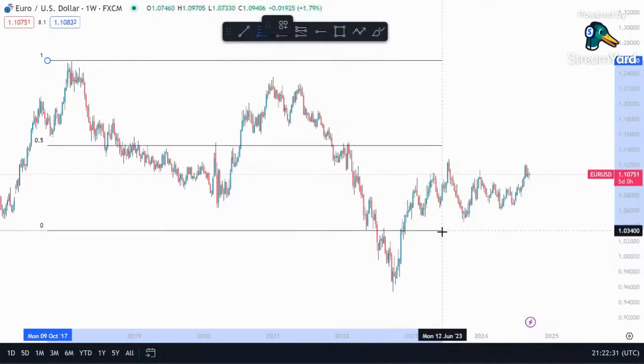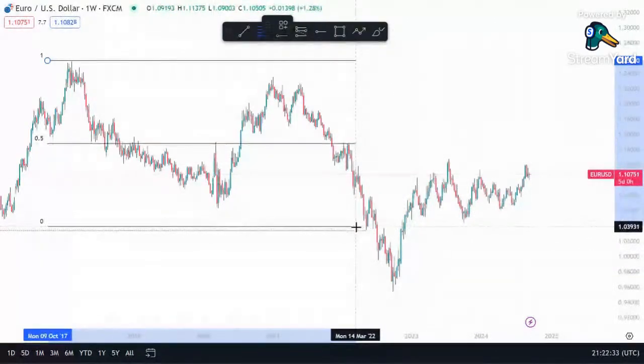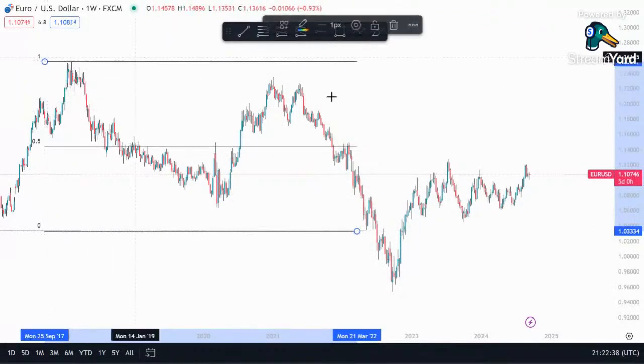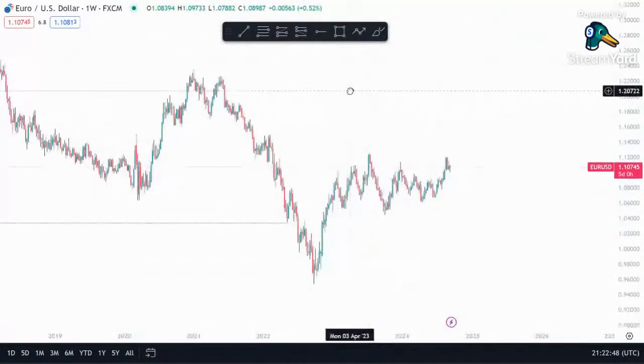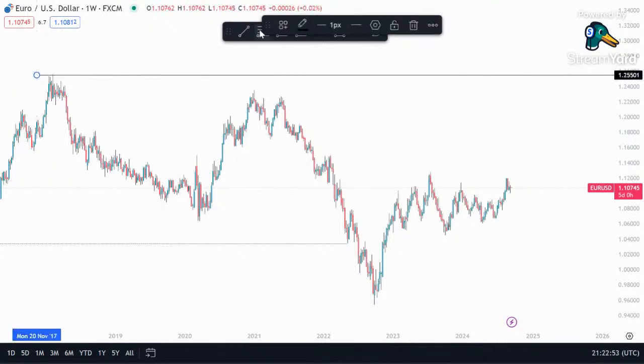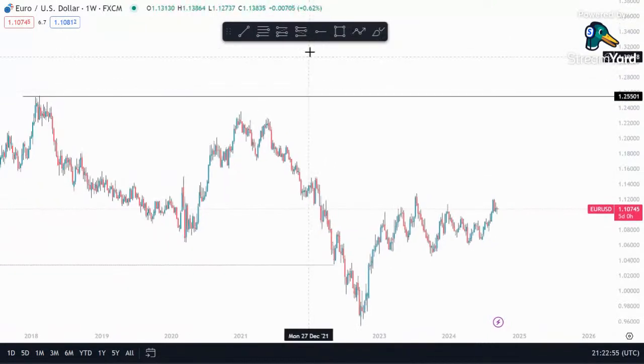But this is another way of using fib, from the high to the low to the break of structure. That's another way we use fib here. So we're expecting price to come into this level above, and we're still expecting price to push all the way up. But nevertheless, let's just focus on the current price. Let's not go too far.